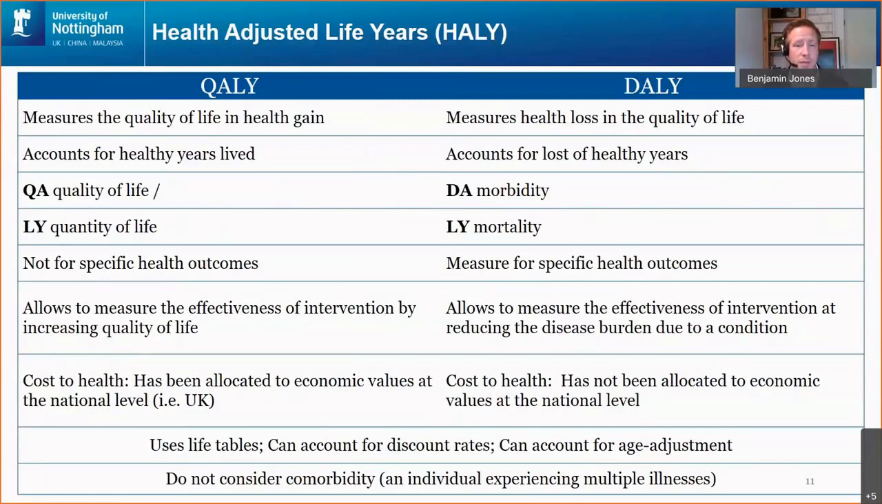So the advantage of both of them, or the good thing about both of them, is that you can put an economic value at a national level, and the UK does this, and I'll show you how the UK does this in a bit with QALYs. Whereas with DALYs, it has not yet been allocated to economic values at national level, and so it has this disadvantage at the moment.